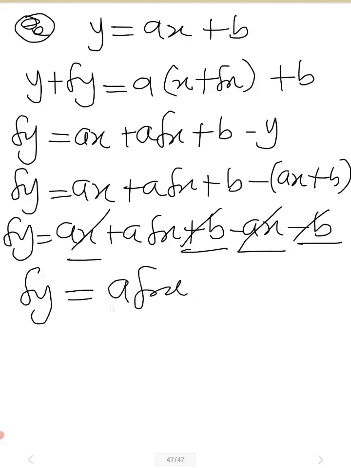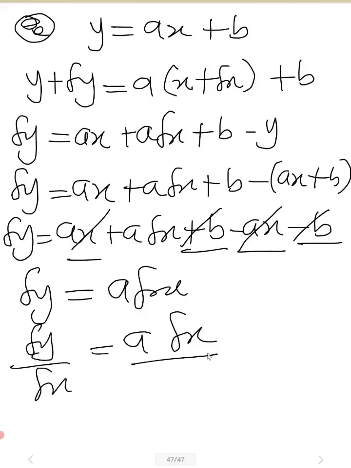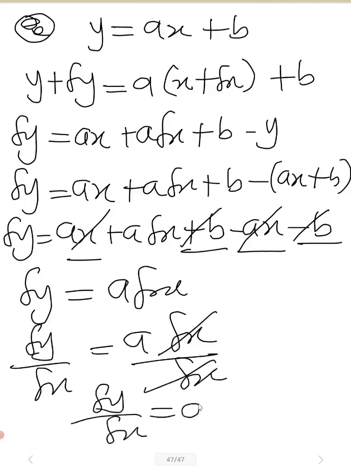So at this junction, you divide both sides by changing x because we are differentiating with respect to x. So changing y over changing x will be a changing x over changing x. So this will cancel this. So changing y over changing x is equal to a. That is the value of this.